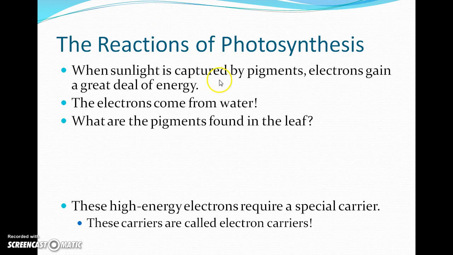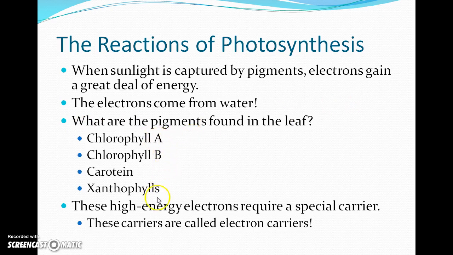When the sunlight is captured by pigments, electrons are going to get a lot of energy. Okay, so sunlight is going to be captured by the pigments, which is going to charge up these electrons. Where are these electrons coming from? They're coming from water. Water is another reactant in photosynthesis. It's something that goes into it. So in your leaf, there's going to be a bunch of pigments in there. The pigments here, chlorophyll A, chlorophyll B. This is the pigment in your carotenoids, and xanthophylls are also yellowish type pigments.